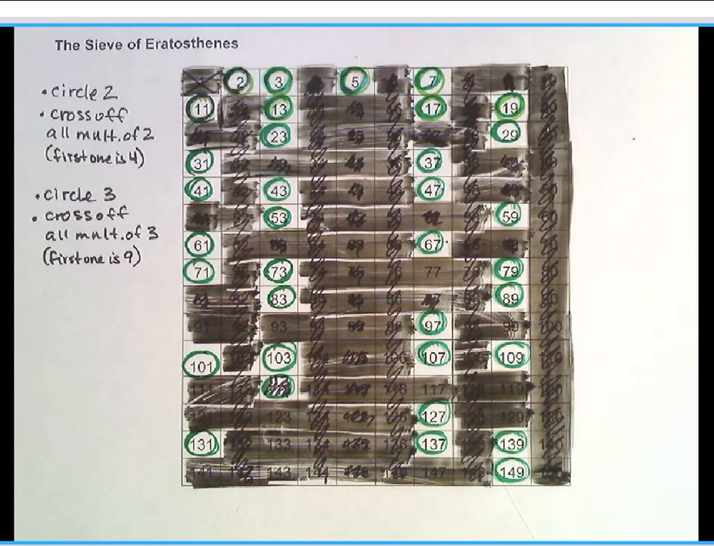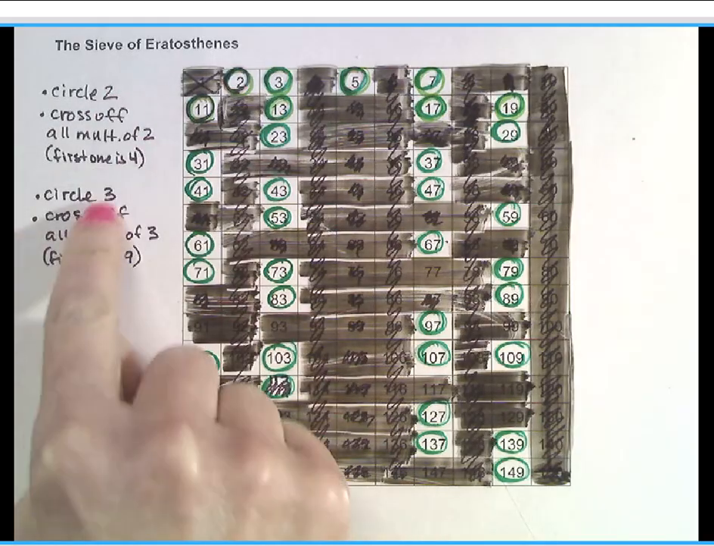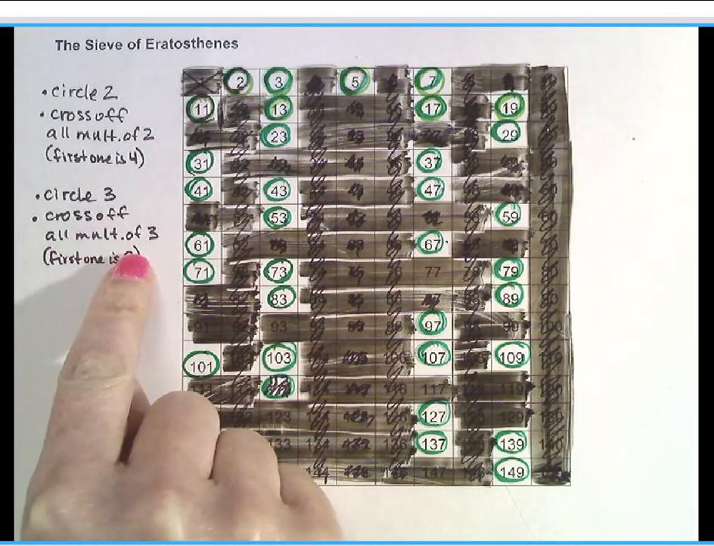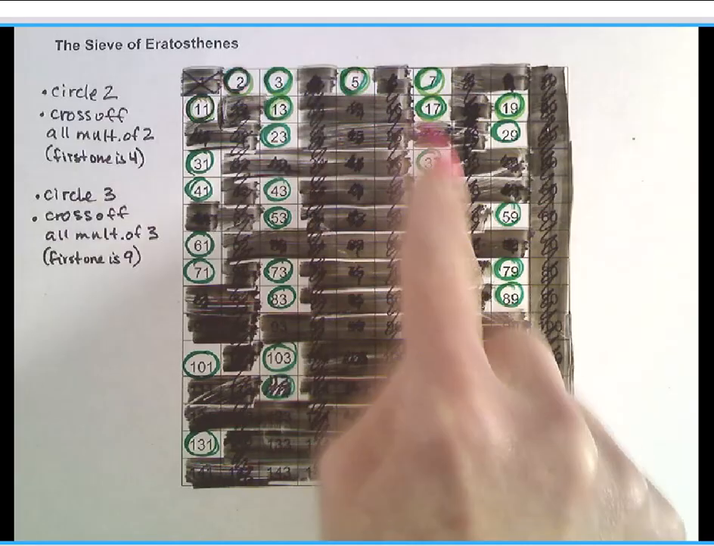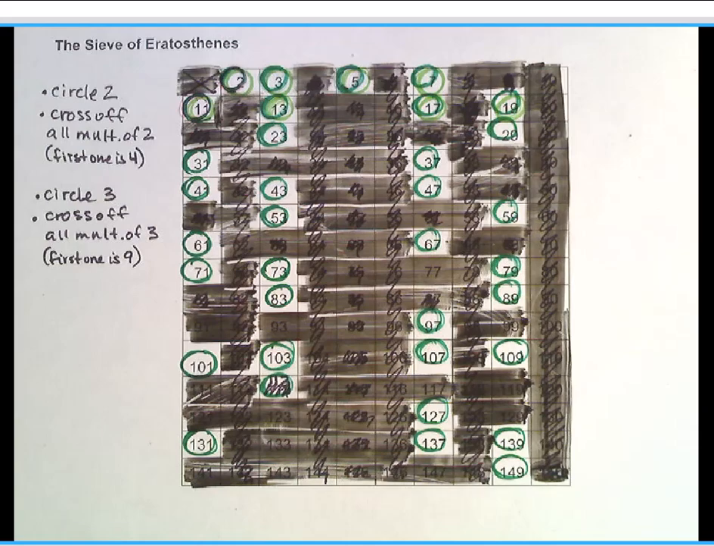And the fact that we were crossing off, the first one we crossed off for 2 was 4. The first one we crossed off for 3 was 9. The first one we crossed off for 5 was 25. That squaring pattern is going to come up next on something called the square root test, which is something that you can use to determine if a number is prime.